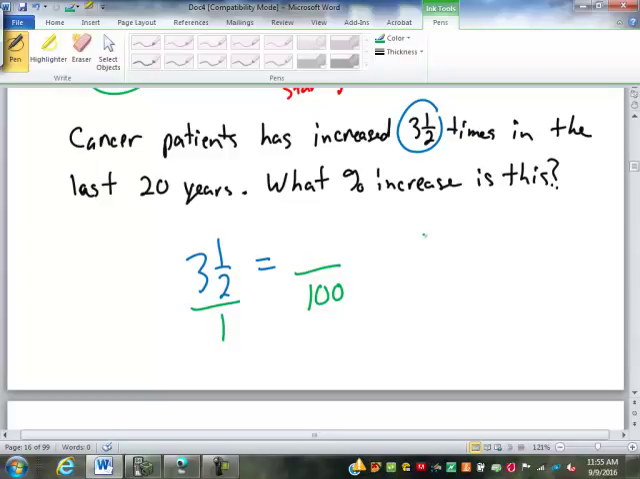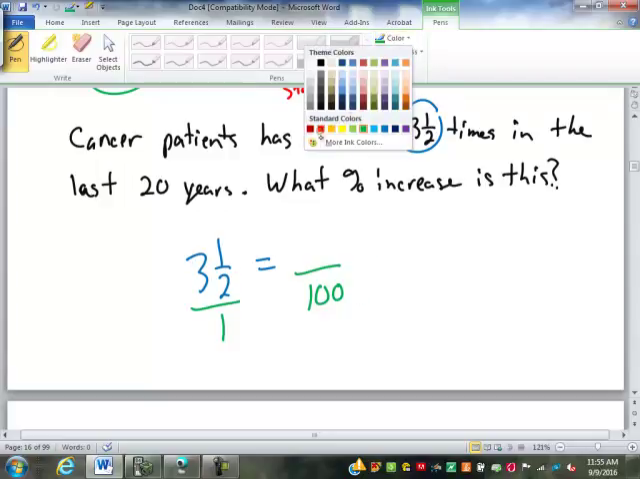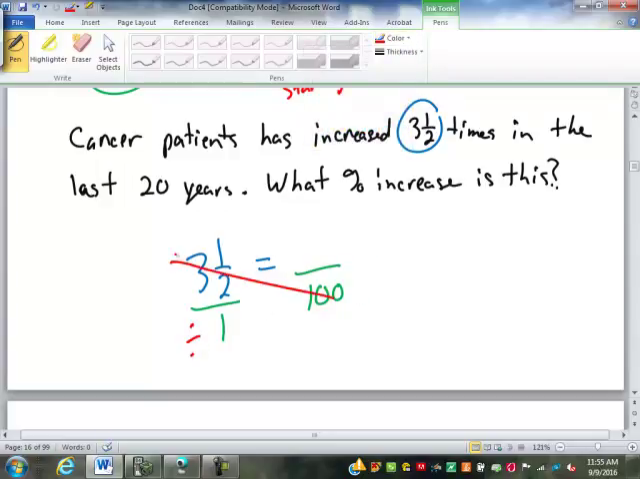So 3.5 over 1, if you want to do it that way. We could cross multiply and divide if we want to. Or like I said, we could change it to 3.5 and move the decimal point 2 spots. It's going to be 350. So it's 350%. That's a 350% increase over the last 20 years.